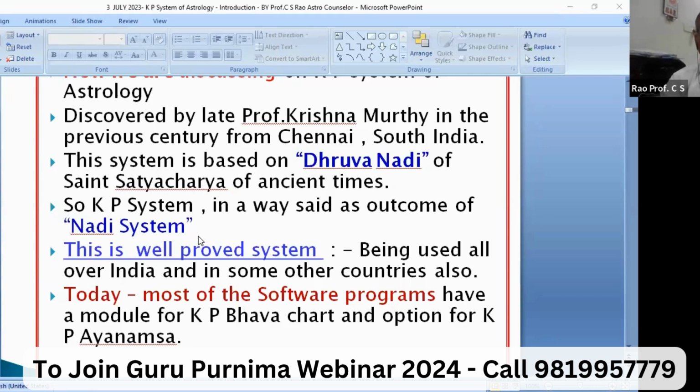Around 1980, it had not caught on much, mainly because the calculation part is very difficult. In those days, there were no computers. Calculating the 1/9 part of a sub or the 9th part of a star itself is a difficult task manually, and so the system had not caught on very well in those days.